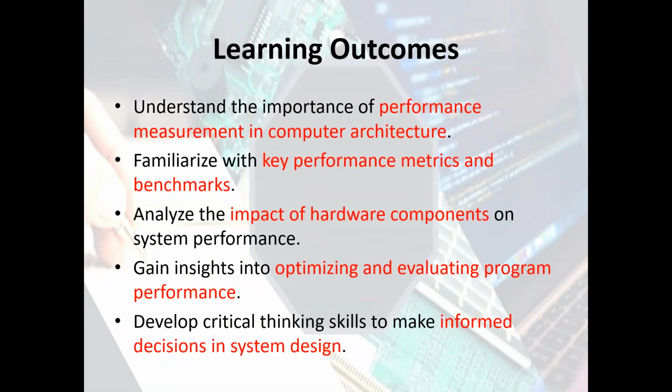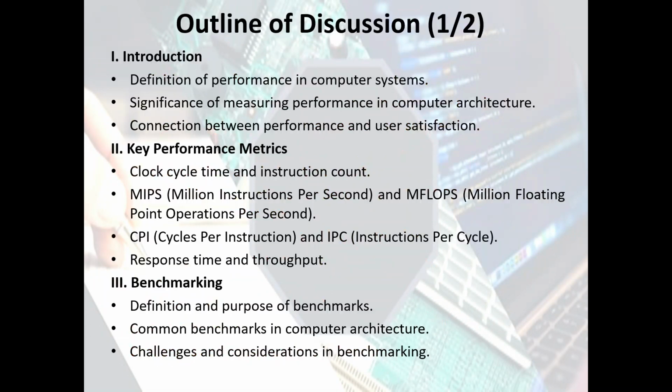As per the learning objectives or outcomes, we're going to be understanding five main points. We need to understand the importance of performance measurement in computer architecture. We'll be familiarized with the key performance metrics and benchmarks, analyze the impact of hardware components with regard to the system performance, gain insights into optimizing and evaluating program performance, and finally, develop critical thinking skills to make informed decisions in our system design. As per the outline of discussion, I divided this one into six parts.